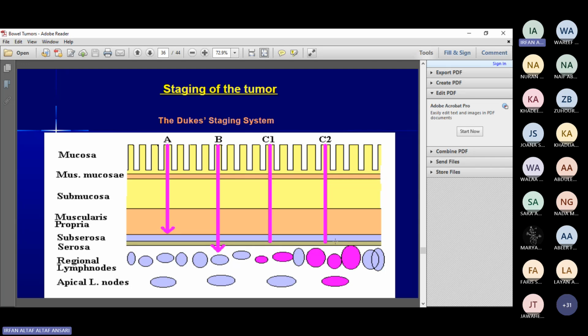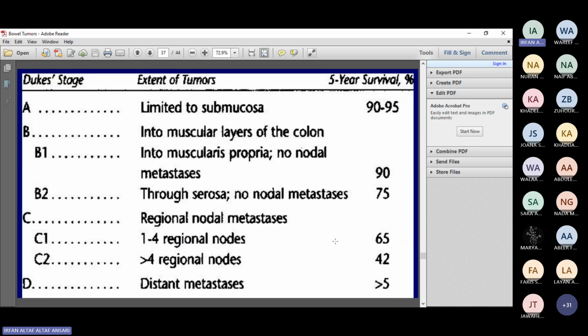Some classifications also consider the number of lymph nodes. So B1, B2, C1 involve 1 to 4 regional lymph nodes, and C2 more than 4 regional lymph nodes. Okay. If it is only submucosa, but 1 to 4 regional lymph nodes are involved, it becomes C1. If it is only into the mucosa, but more than 4 regional lymph nodes are involved, it becomes C2. It doesn't matter what the stage of the tumor itself is.